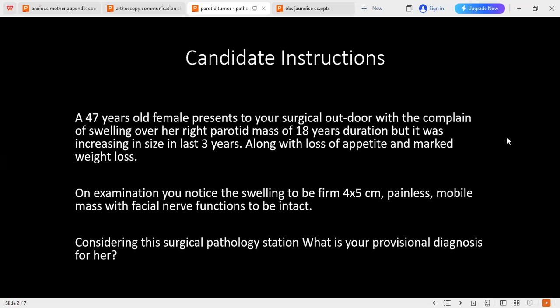Okay, ma'am, I'm ready. So if you've read and understood, considering it's a surgical pathology station, please tell me what would be your provisional diagnosis after you've read the stem. Pleomorphic adenoma. All right, please define the term pleomorphism. Pleomorphism is remarkable diversity in histology.